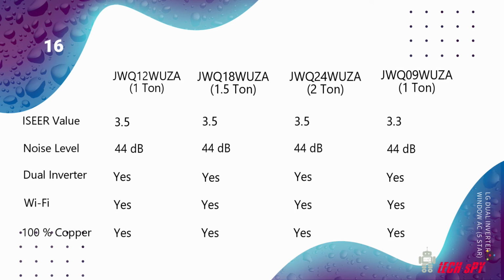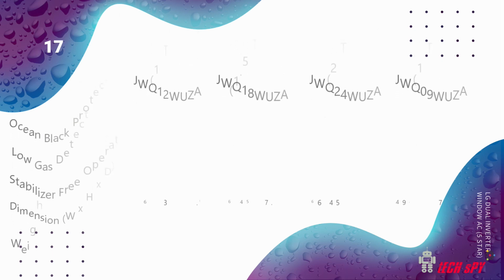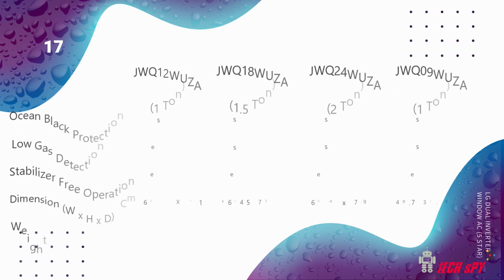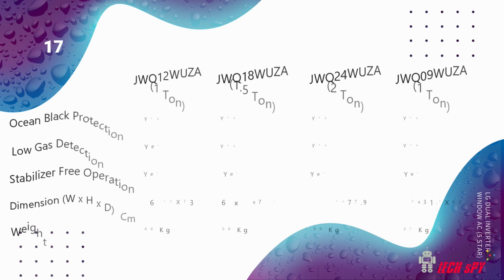Next, dual inverter, Wi-Fi, and 100% copper. All four variants have these features. Next, ocean black protection, low gas detection, and stabilizer free operation. All these three features are embedded into all four variants.